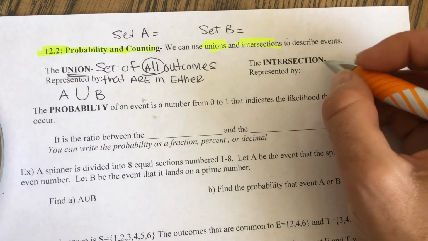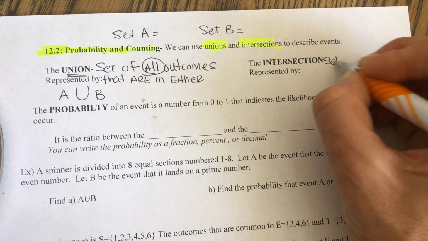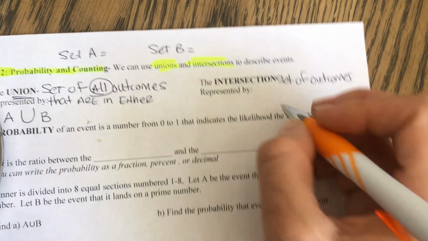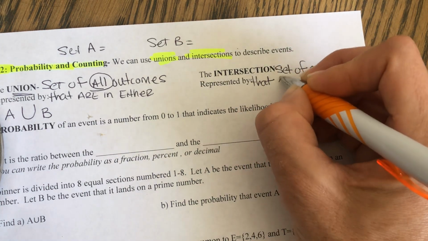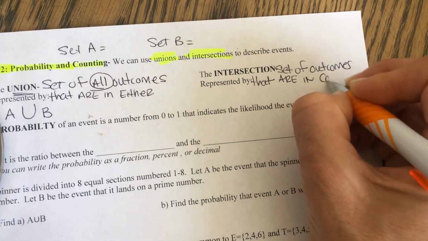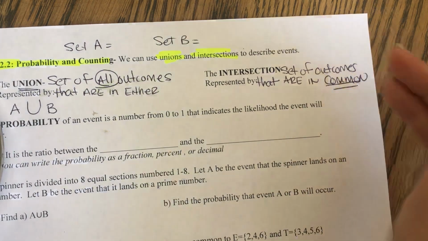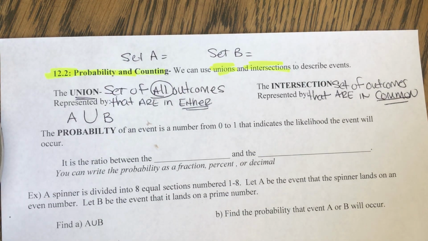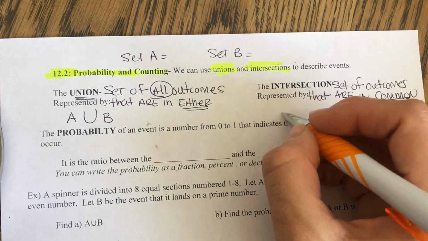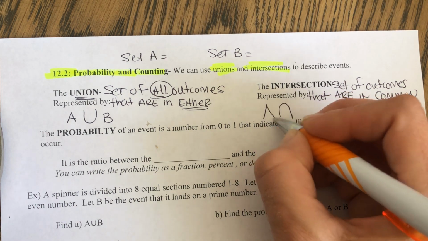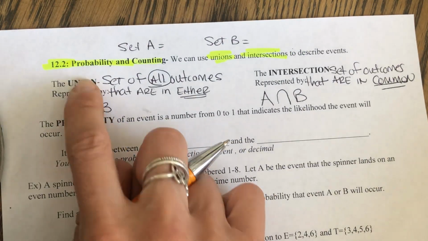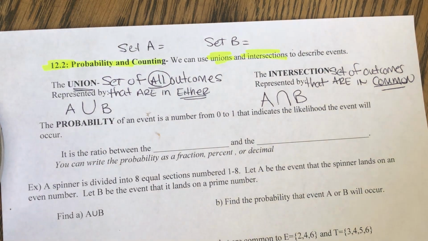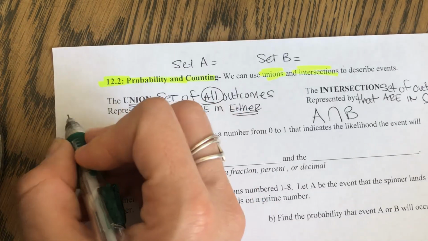Now the intersection of 2 events is the set of outcomes that are in common. So it's what they have in common. Well, the union is either of them, they're all. I kind of changed the words a little bit. And the way we represent intersection is like this. A way to memorize it, which is really simple: U stands for union, and if I put a line through it, it looks like an A. It stands for intersection.